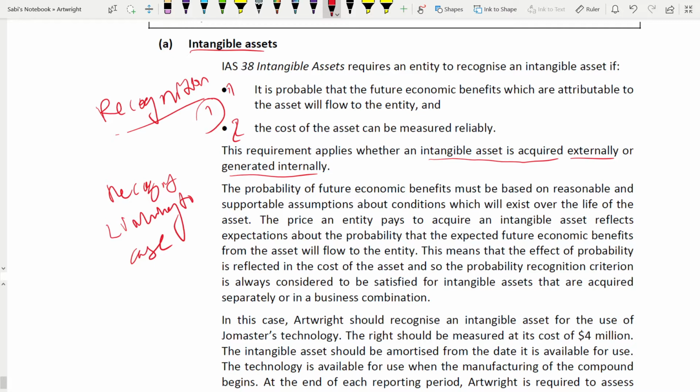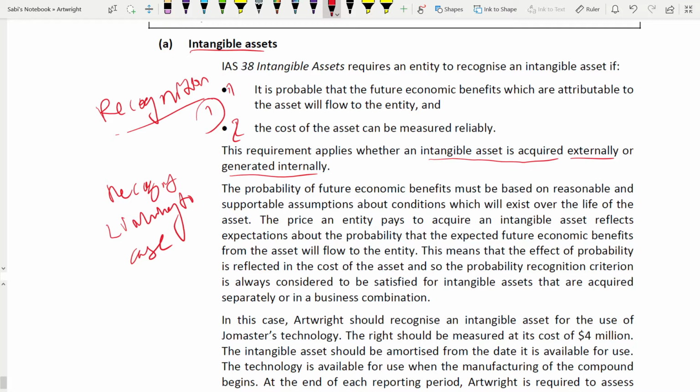Remember, under intangible assets, there are usually two areas the examiner asks about. I'm not saying these are the only questions. There might be other questions also. But the two common questions are, one, recognition, whether you recognize it or not, and second, impairment of intangible assets. But the impairment part is easier because it is common to other assets; the way you impair is the same for intangible assets. There's no difference. The only difference is in the recognition step.